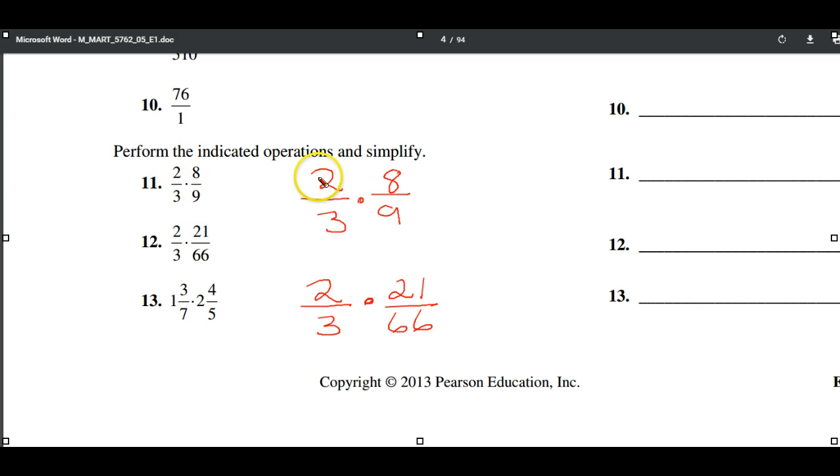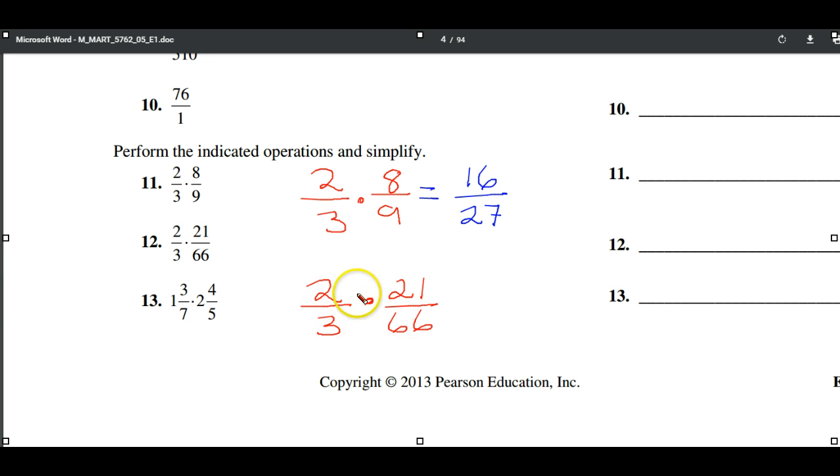No. So you just multiply your numerators, get 16, and multiply your denominators and get 27. Now if you couldn't cancel anything out here, then this is going to be simplified already.